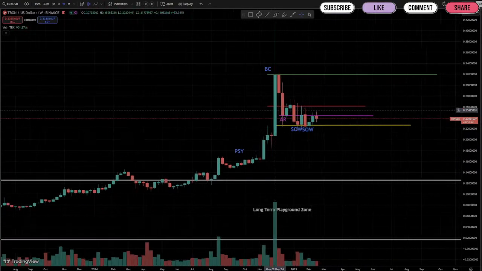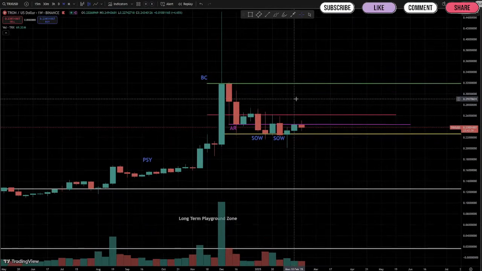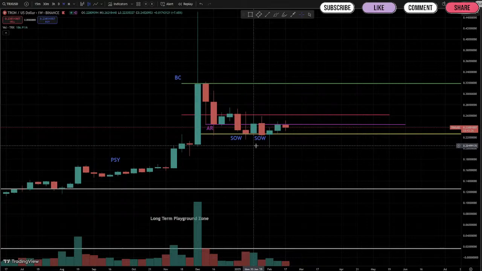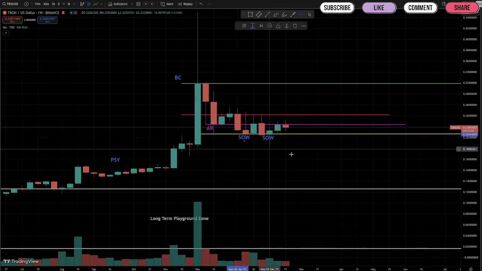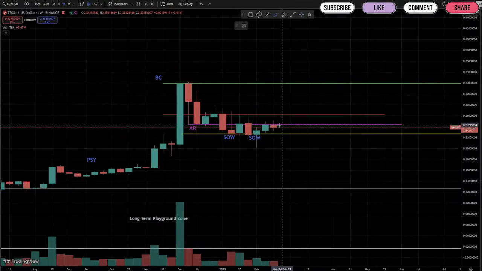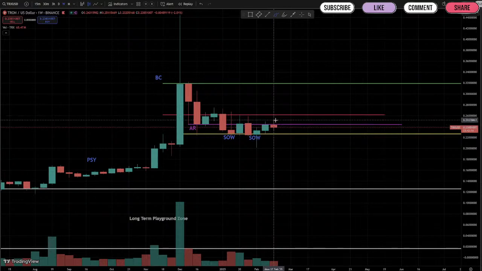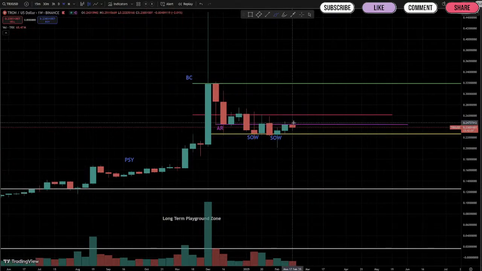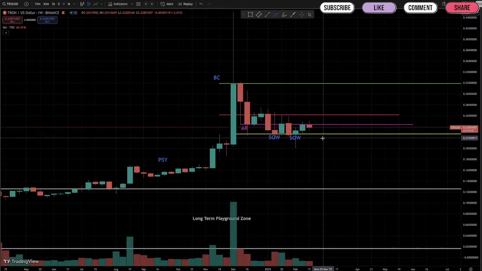So if I zoom into this distribution cycle, basically we have seen two sign of weakness points already. And the price, like I mentioned last week, is going to fluctuate between the yellow and the purple line. So it went above earlier this week, and once it's past the purple line, somebody started selling, and now it returns to the purple and yellow zone.